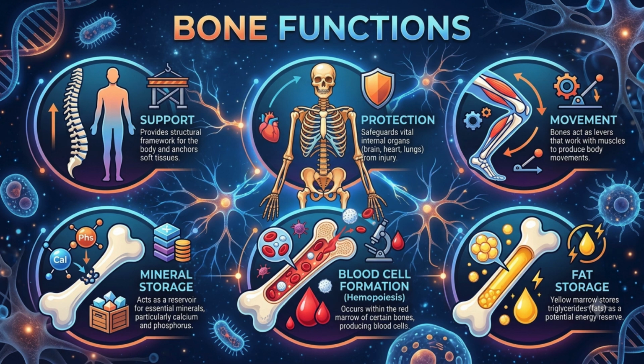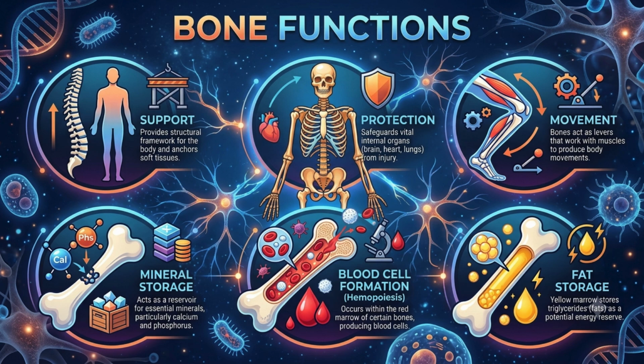Functions of bone. The first important function of bone is support. The skeleton provides the framework that supports the body and maintains its shape. Second is protection. For example, the skull protects the brain, the vertebral column protects the spinal cord, and the rib cage protects the lungs and heart. Third is movement. Bones act as levers, while skeletal muscles produce the forces that move these bones around joints.